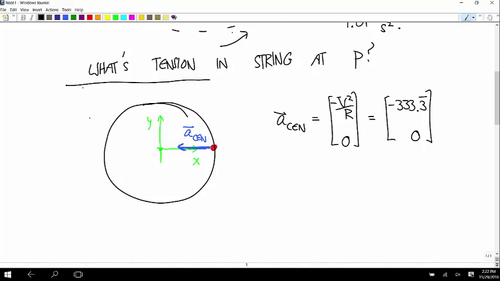The ball is moving this way. So let's start by drawing the velocity vector. What's the direction of the velocity vector at this point? Up, yep. And it's slowing down, so what's the direction of the tangential acceleration? Down, opposite the velocity.